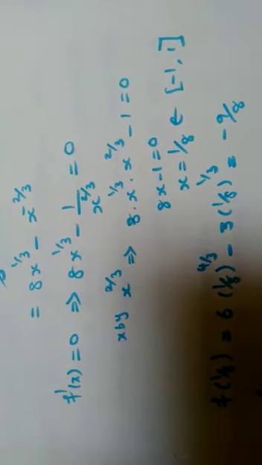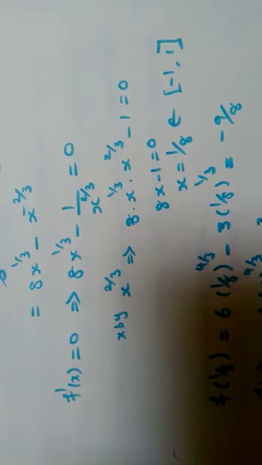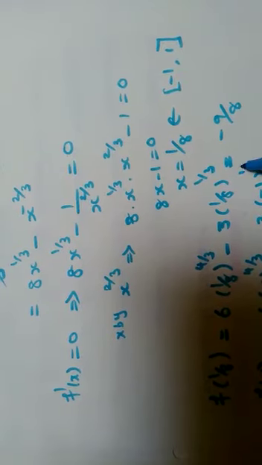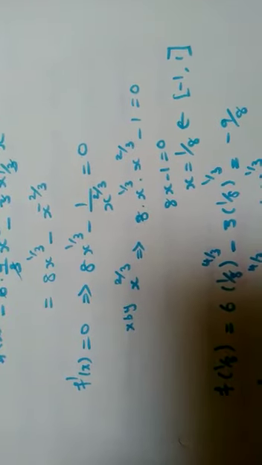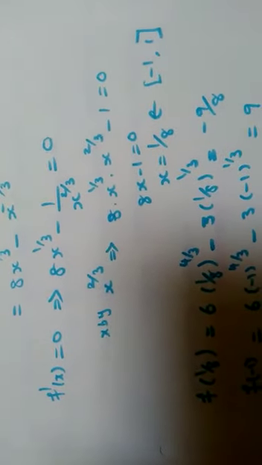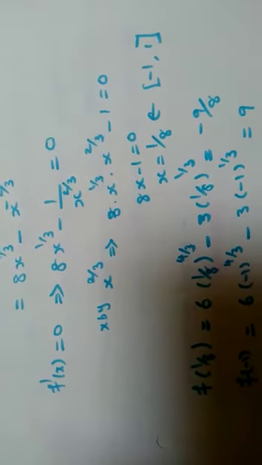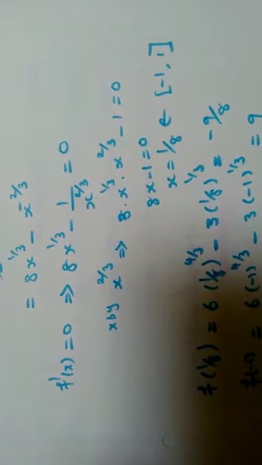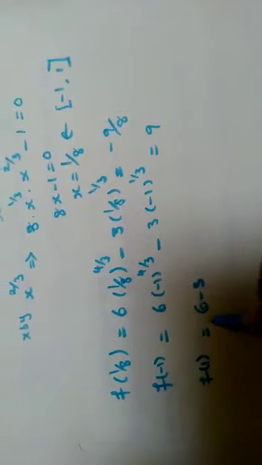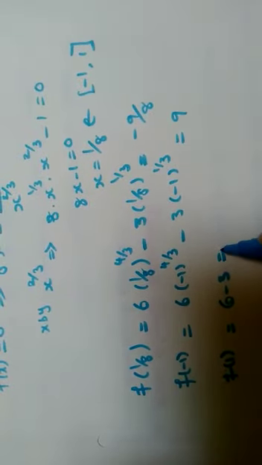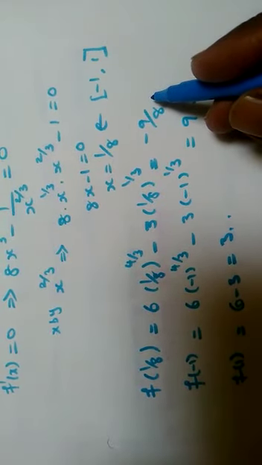Then f(-1) = 6 into (-1)^(4/3) minus 3 into (-1)^(1/3). If you simplify, the answer is 9. Then f(1): you can directly write the answer, 6 minus 3, which is 3. So we have 3, 9, and minus 9/8.